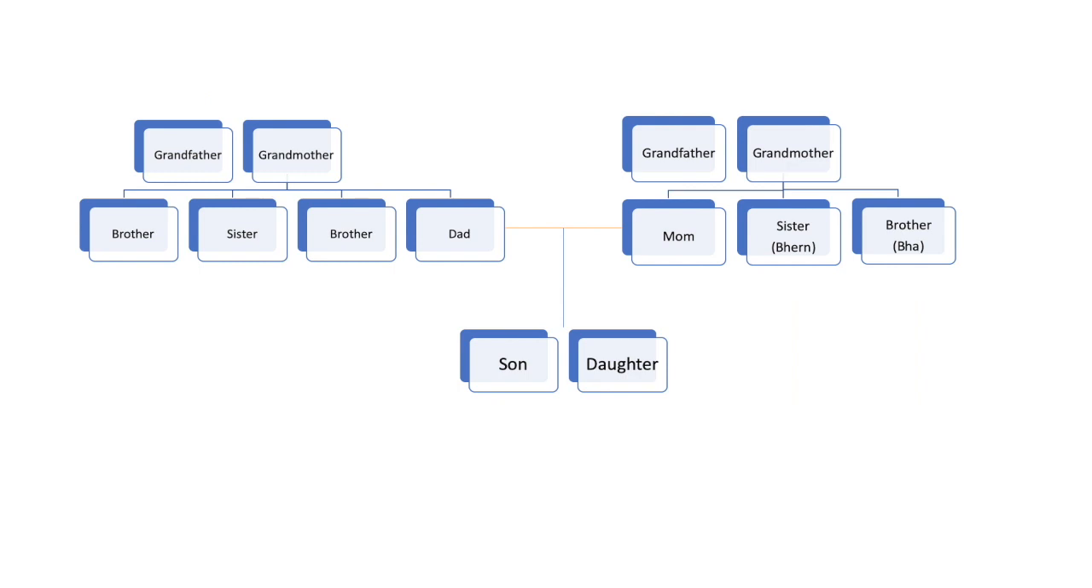Let's look at the same family again, but this time we're going to look at the mom's point of view. What does she call these people? So her husband is her bhairo or garvaro. Garvaro is literally house guy or house man. Her mother-in-law is her sas, and her father-in-law is her soro, sas soro.